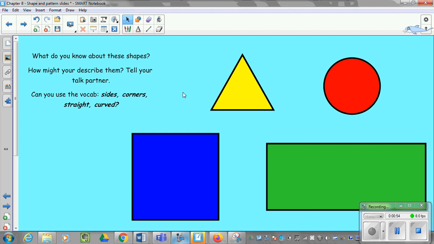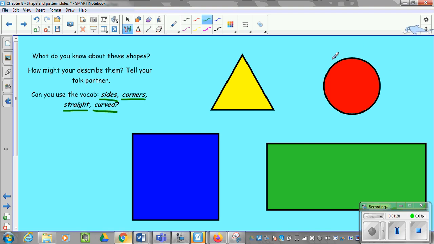Now I'm going to remind you of some vocabulary that we've used in school when we've looked at shapes. We looked at the word sides. How many sides does the shape have? Corners. How many corners does the shape have? The word straight and the word curved. Straight means a line that goes straight from one point to another, so straight sides like this, and curved means that it bends as the line moves.